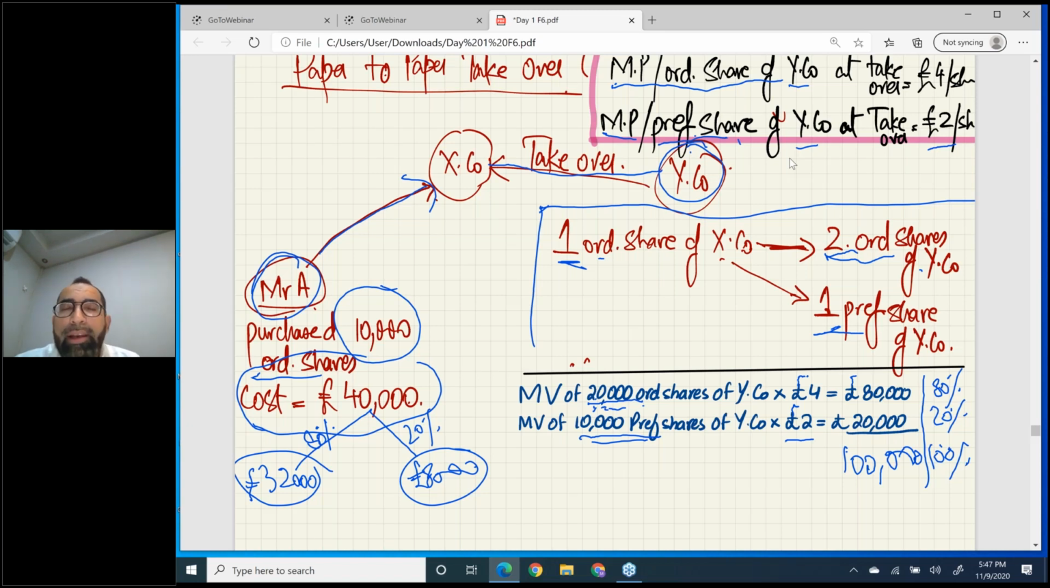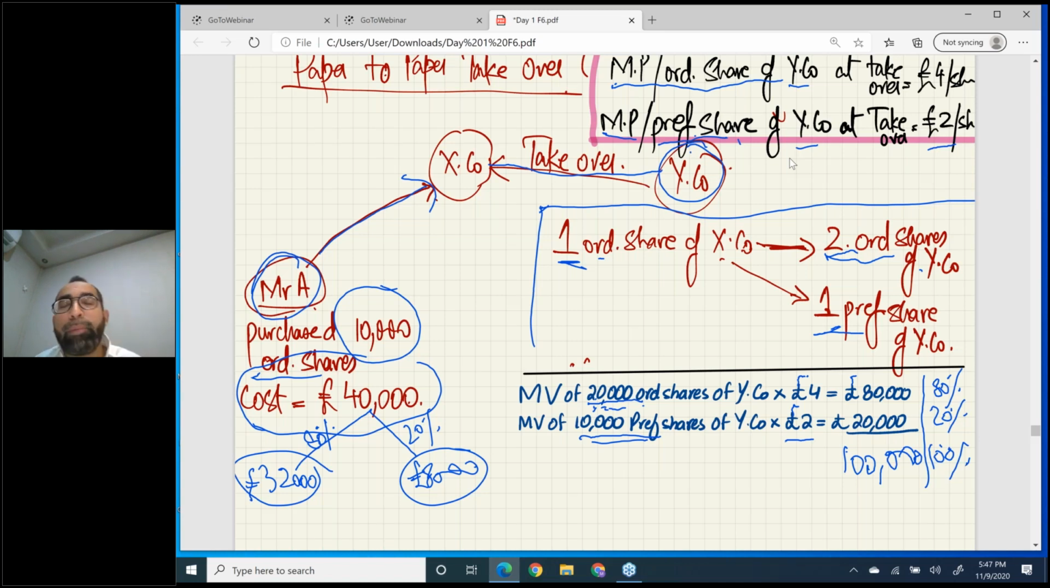Now a normal student can ask one question: sir, why did you split this cost between ordinary and preference? I said, wait, just think. Maybe next year you have to sell only ordinary shares, or only preference shares. So when in future you sell ordinary or preference separately, you must need a separate cost.